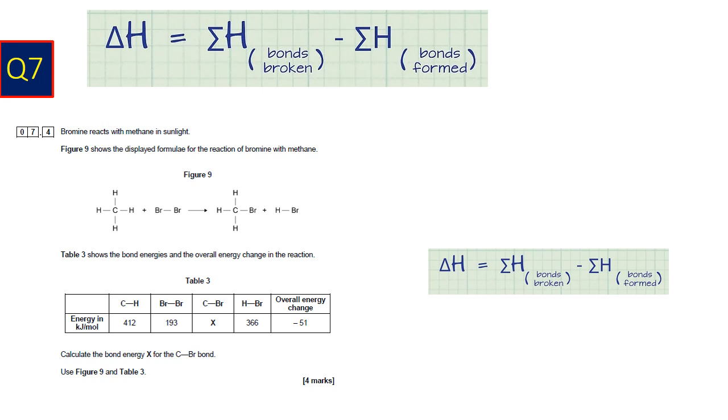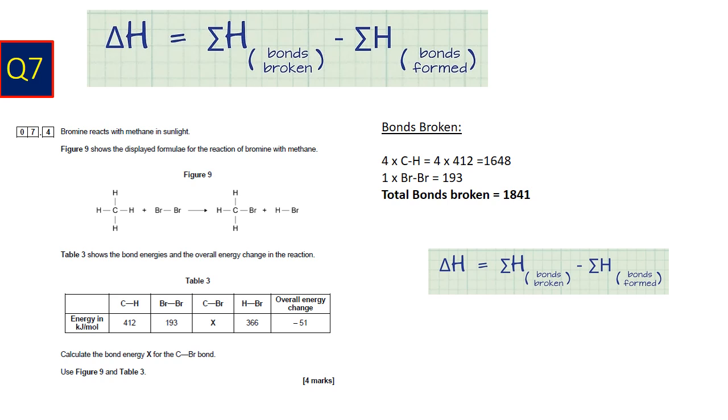What we need to do first is look at what is the sum of the energy of the bonds broken, and then look at the sum of the energy of the bonds made. So if I'm looking at the bonds broken, that is basically all our reactants. We presume every bond on the reactant side is broken.